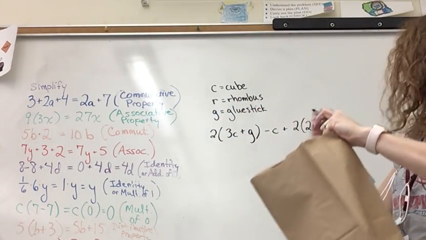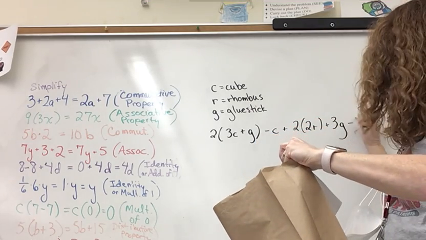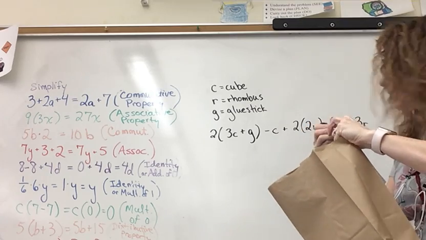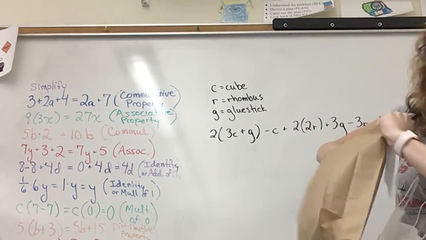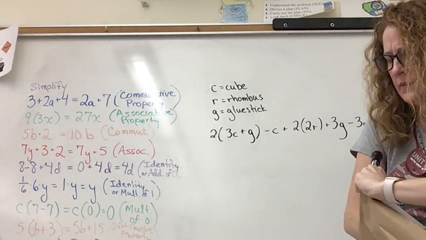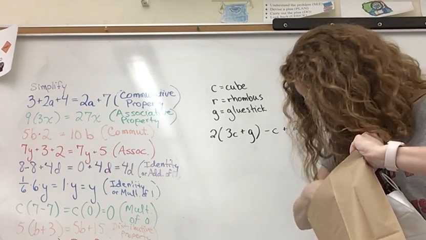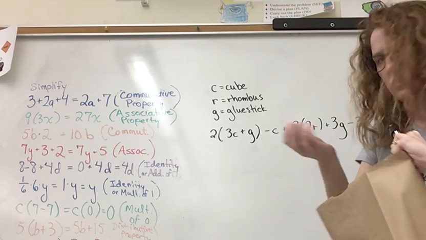I'm going to now take out 3 rhombi. Let's see. Find them in here. 2, there's the third. So 1, 2, 3.